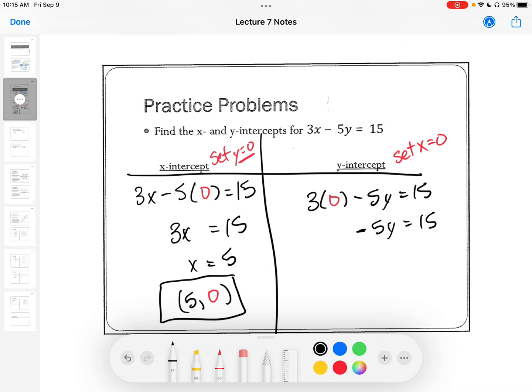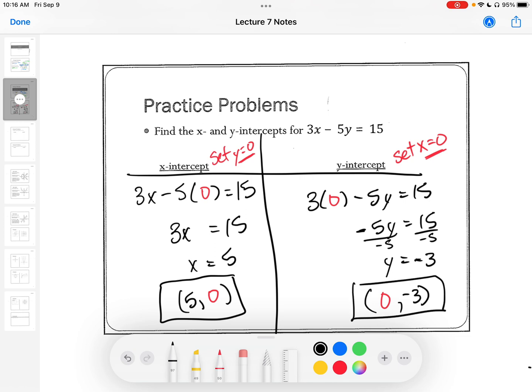Okay, divide both sides by negative 5, and I get that y equals negative 3. Because if I divide by negative, positive divided by negative gives me negative. Okay, again, not my final answer. Our final answer is a point. We know that our y value is negative 3. What is our x? Remember, we set our x equal to 0. So the x-intercept for this equation up here is (5, 0), and the y-intercept is (0, -3).